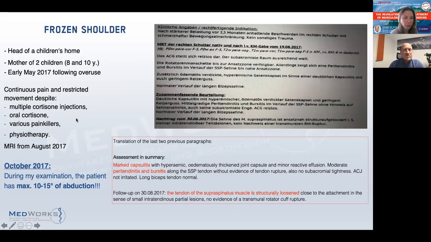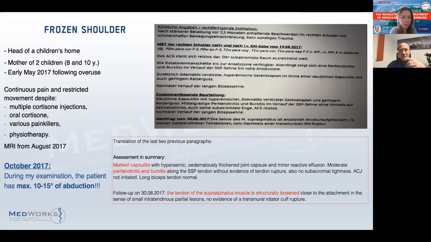It was a mother of 2 children. She was head of a children's home, so she was really working hard every day. In early May, she had an overuse of the shoulder because she was using big stones in her garden. After lifting these stones, she couldn't move her arm properly, and it went on over weeks and didn't get better. And then she had these cortisone injections. She had oral cortisone for weeks.